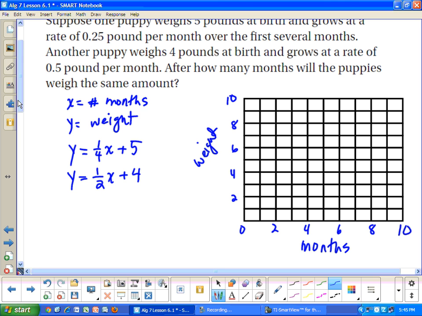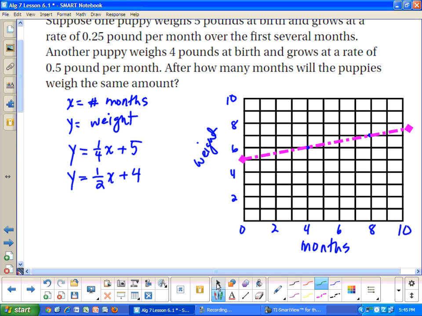All right. So the first puppy starts at 5 pounds, which is right here. And then it grows at a rate of 1/4 of a pound per month, which means every 4 months we're going to be going up a pound. So if I go over 4 and up 1, there's where that line will be drawn. So then if I draw a line, I'll pick purple for this puppy.